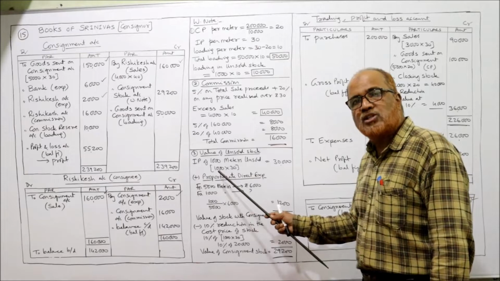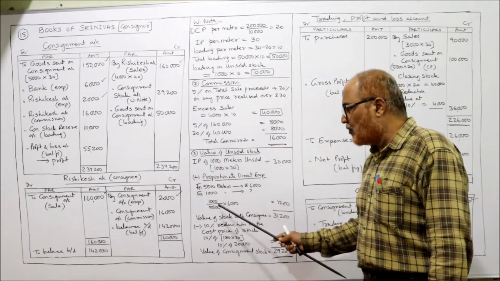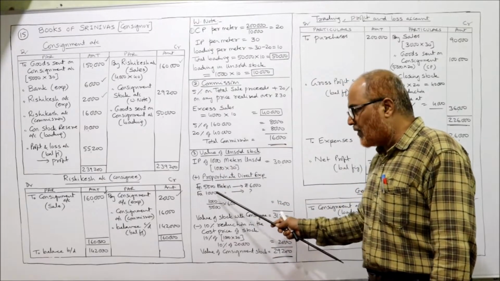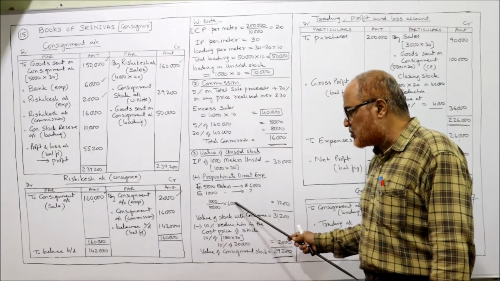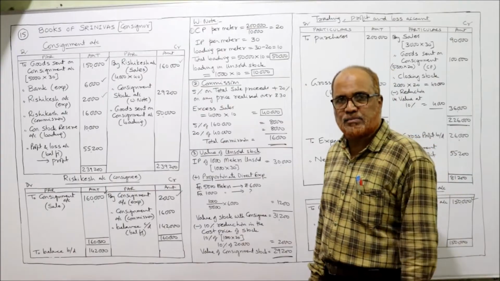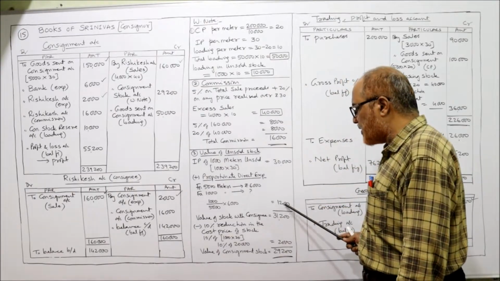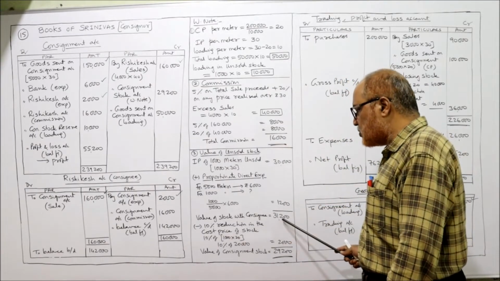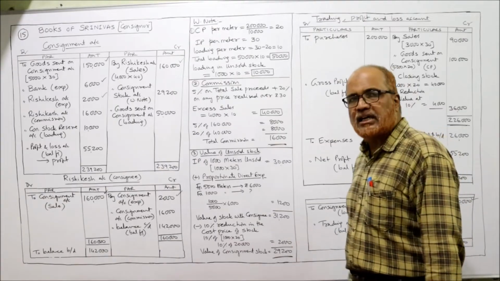So for 5,000 meters, 6,000 rupees. How many meters are remaining unsold? 1,000. For 1,000, how much? 1,000 by 5,000 into 6,000, it comes to 1,200 rupees, the proportionate direct expense. Now add 30,000 plus 1,200, 31,200. This is the value of stock with the consignee.